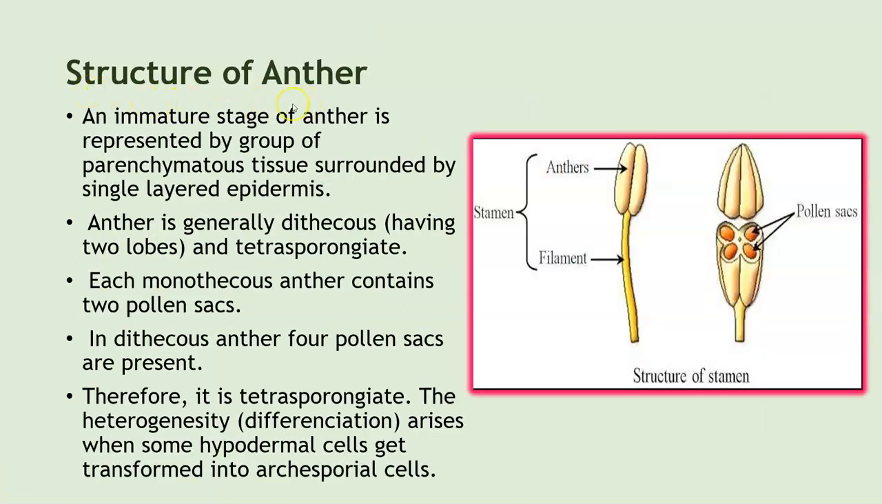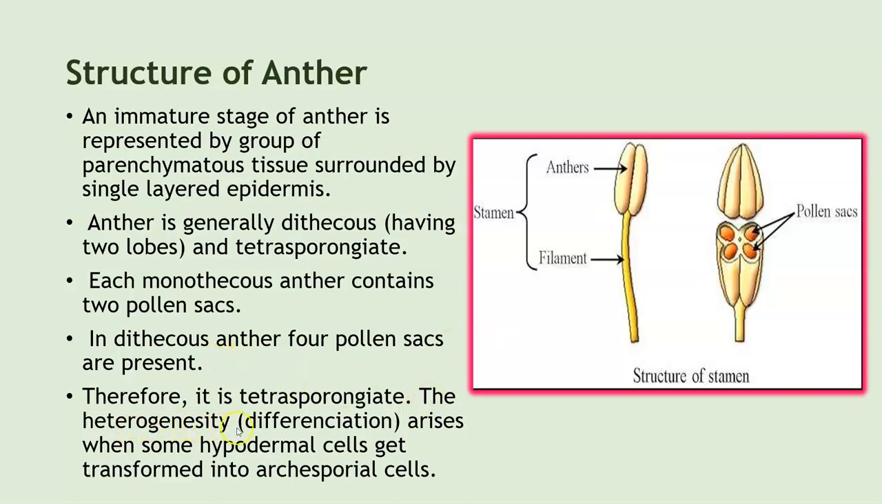Students, let us have a look at the structure of an anther. An immature stage of anther is represented by a group of parenchymatous tissues surrounded by a single layered epidermis. Anther is generally dithecous, that is having 2 lobes, and tetrasporangiate. Now, what does this mean? Each monothecous anther contains 2 pollen sacs and a dithecous anther contains 4 pollen sacs. So, if you have a look at this diagram, this is a diagram of a dithecous anther. You have 2 lobes, and when you cut open the lobes, you can see 4 different pollen sacs, and therefore it is called tetrasporangiate.